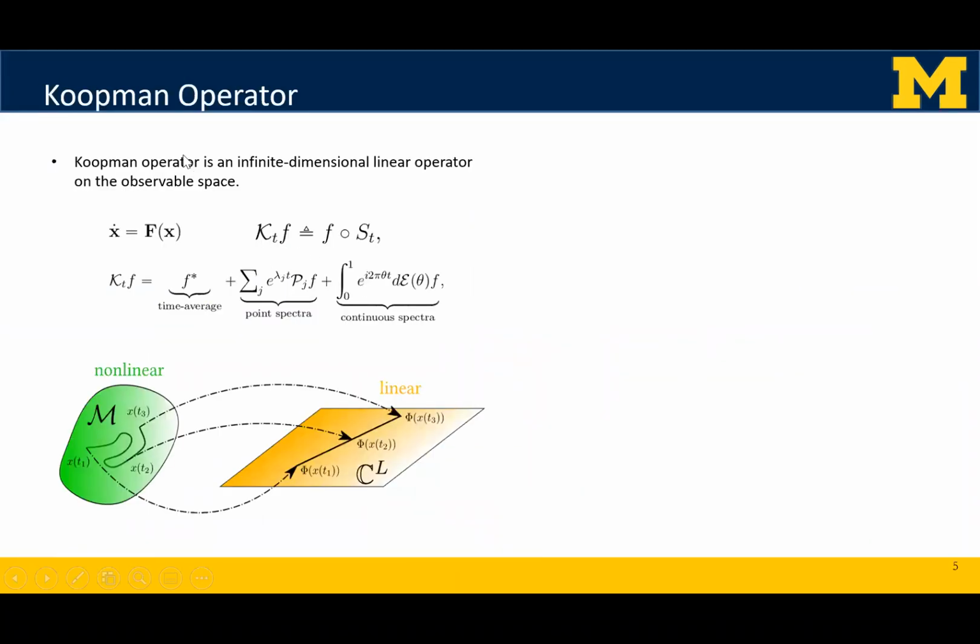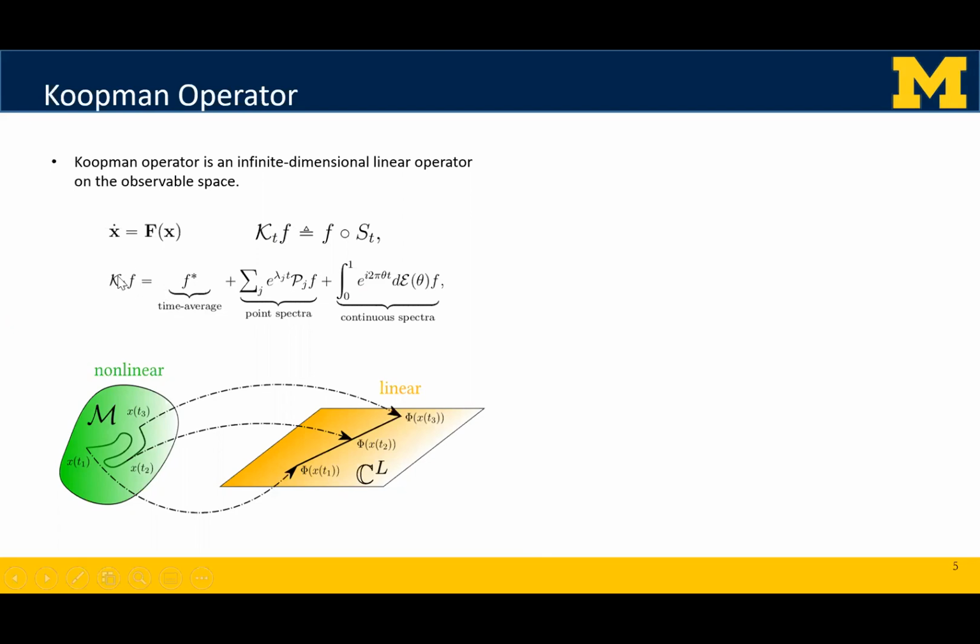The Koopman operator is an infinite-dimensional linear operator defined on the observable space of the dynamical system. It is defined as a composition operator with the flow map of the nonlinear dynamical system. The flow map basically maps the initial condition to the system state after time t. Therefore, the Koopman operator acting on the observable f tells you what the observable is after time t.